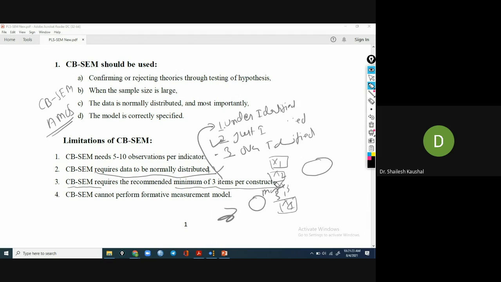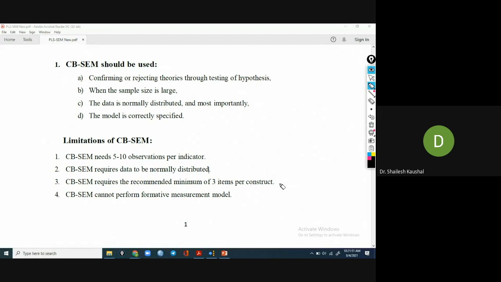So now we can say it is the over-identified model. If we take only three, then it is just-identified. If we take only two indicators in a construct, then it is under-identified, and we cannot run this model in AMOS software. So the minimum items requirement is at least three items to perform structural equation modeling in AMOS. Okay. Now the CBSEM cannot perform formative measurement model.